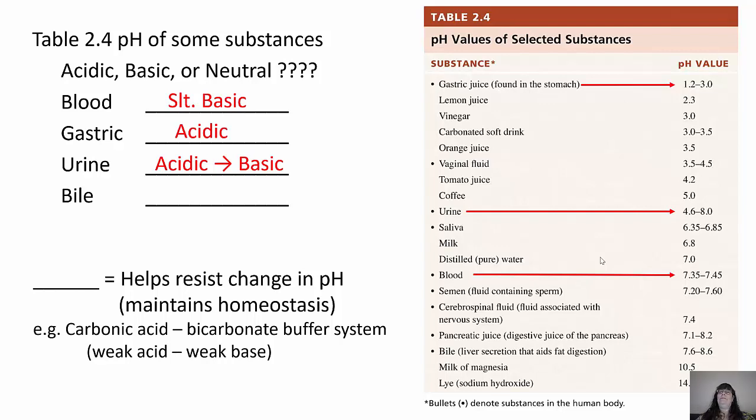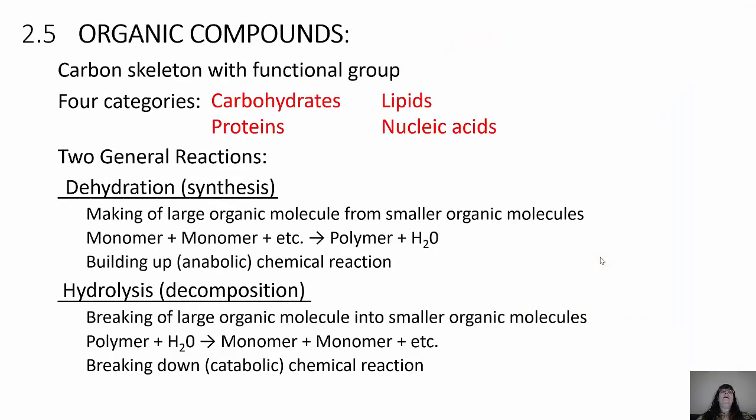Bile, 7.6 to 8.6, makes it basic. So, buffers help resist changes in pH and help maintain homeostasis. We have a few buffer systems in our bodies. The biggest one is the carbonic acid bicarbonate buffer system, and we will talk about that in the second semester.